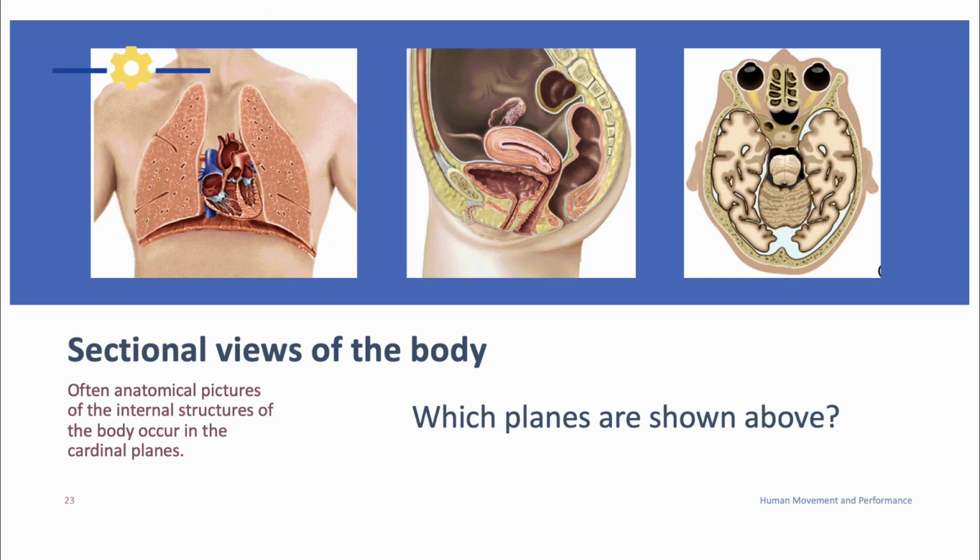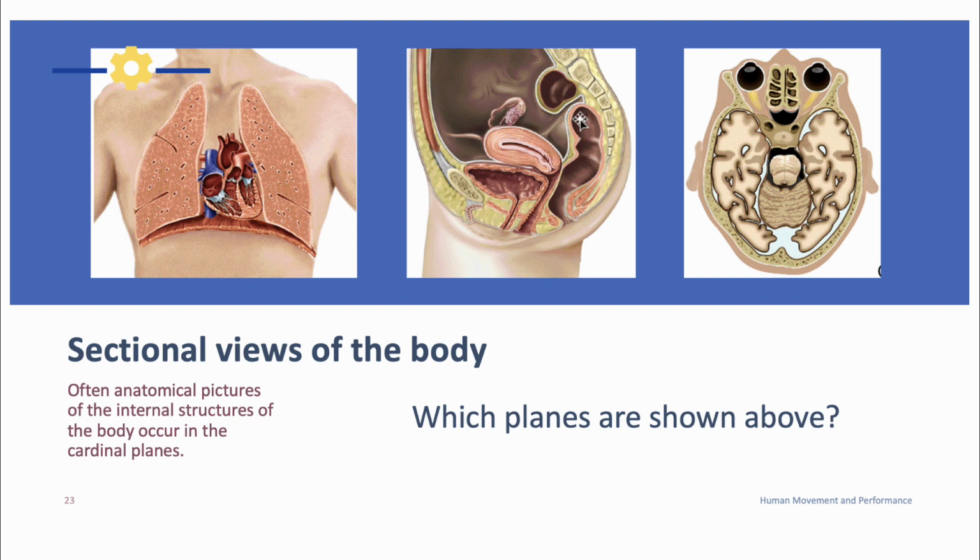Now, the planes of the body often are also important when we look at different anatomical pictures, right? These sectional views of the human body occur in different planes. So here we have a picture of the lungs and the heart. We've sliced the body in half, removed the front section to get a cross section of the heart and the lungs. What plane is that, if we separate the body into front and back halves? That would be a frontal or coronal plane section.